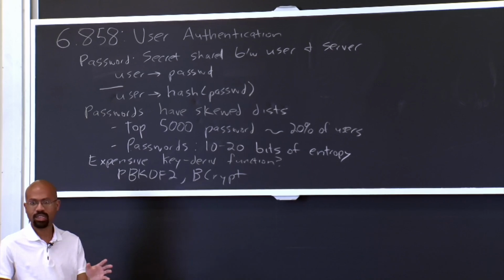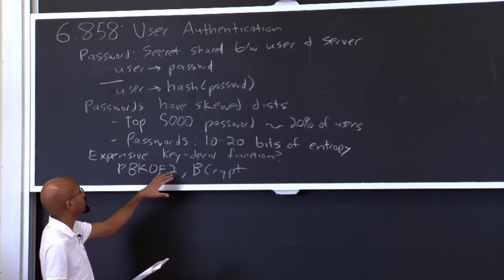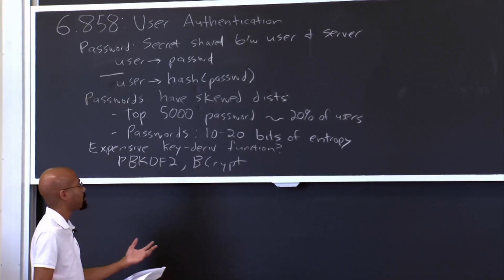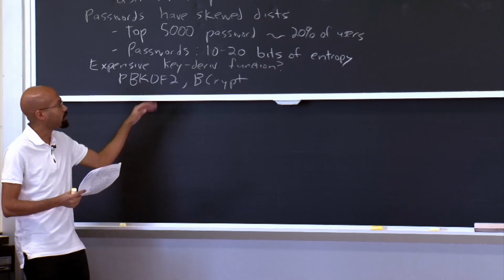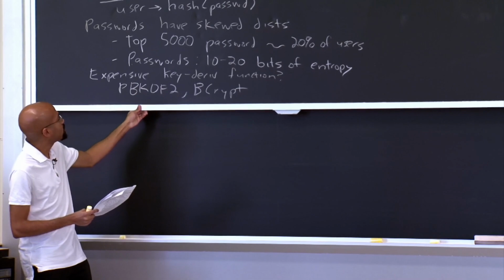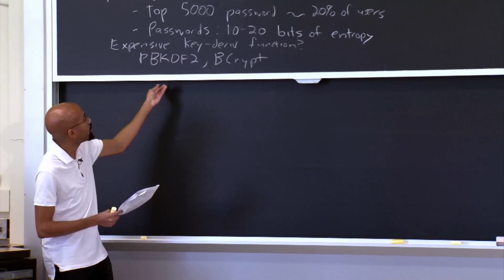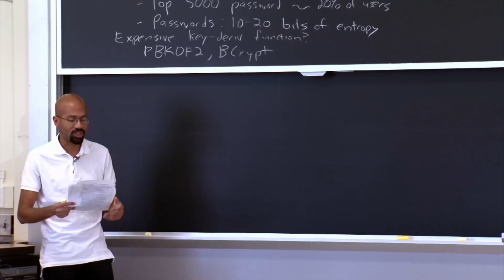So does that all make sense how these things work? Pretty straightforward. And so internally, these key derivation functions often operate by repeatedly calling a hash multiple times. So that's all pretty straightforward. So you might say, well, does this solve the problem? Can we just use these expensive key derivation functions and be done with it? So this is a security class. Of course, the answer is no.